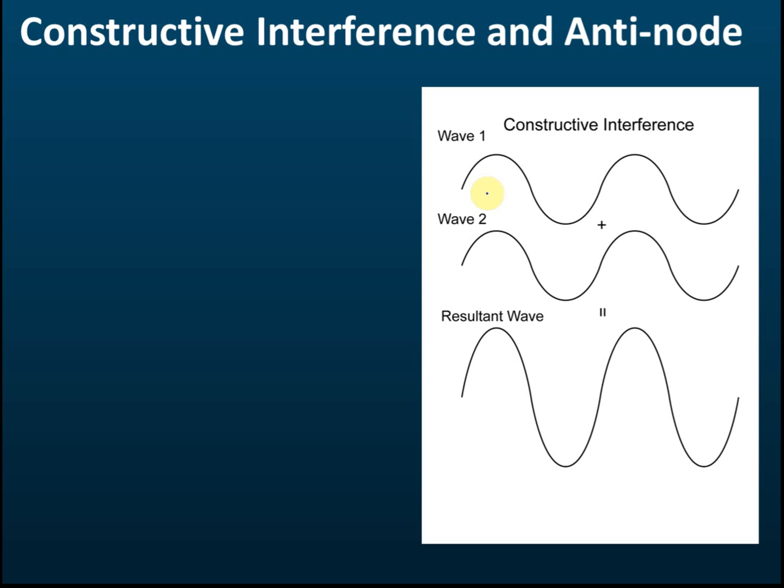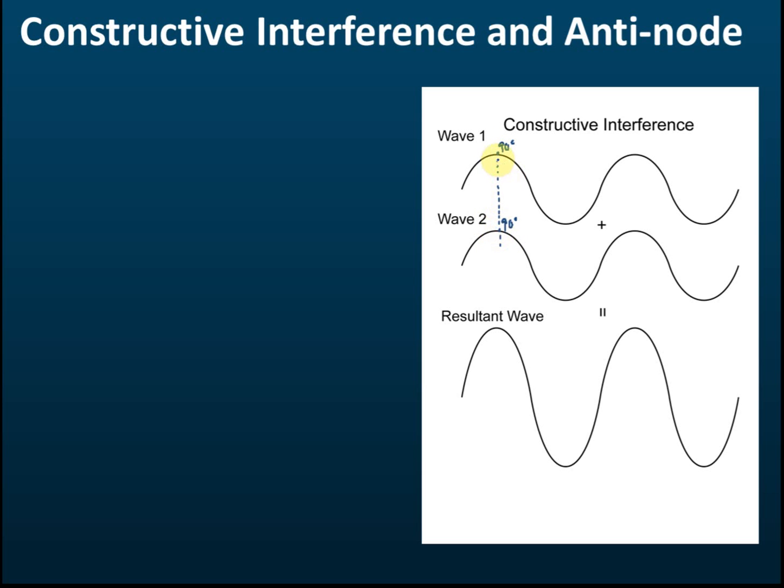Constructive interference occurs when two waves which are in phase superpose with each other. Now let's see this example. These two waves are in phase. For example, at this point the phase is 90 degrees, and at this point the phase is also 90 degrees. So at the same points the phase is the same. Therefore we say these two waves are in phase. In phase means that the phase is the same.